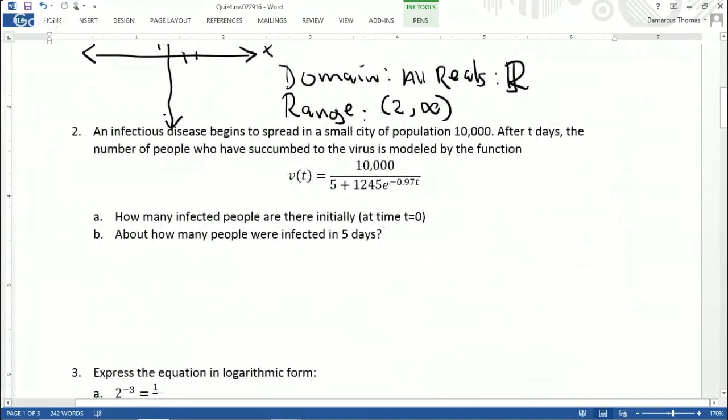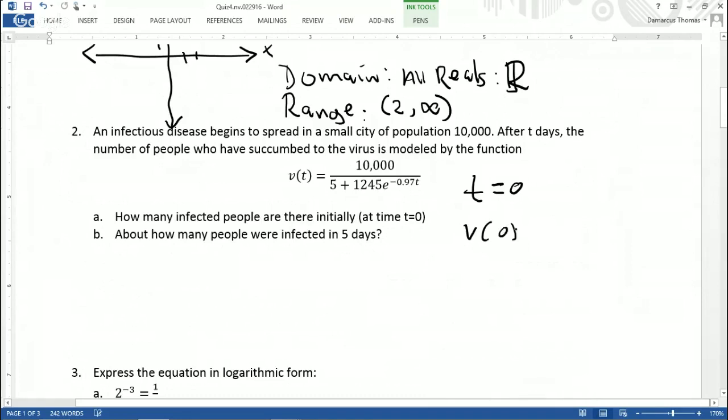Number 2, it says an infectious disease spreads in a small city of population 10,000. After t days, the number of people who have succumbed to the virus is modeled by the function. So we have our function, and now the question is, how many infected people are there initially? That is when t equals 0. This problem we can pretty much do in our head.